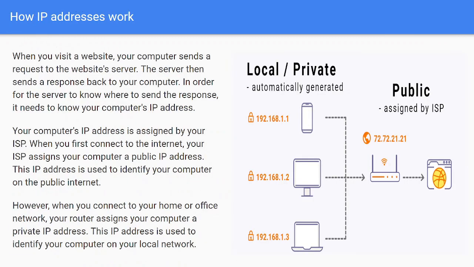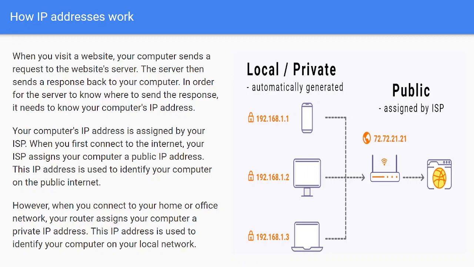So, how do IP addresses work? When you visit a website, your computer sends a request to the web server. The web server then sends a response back to your computer. In order for the web server to know where to send the response, it needs to know your computer's IP address. Do you get it? So let's say you go to Google now and you search for how old is this particular person. For it to send you a response, that's going to happen within seconds, right?